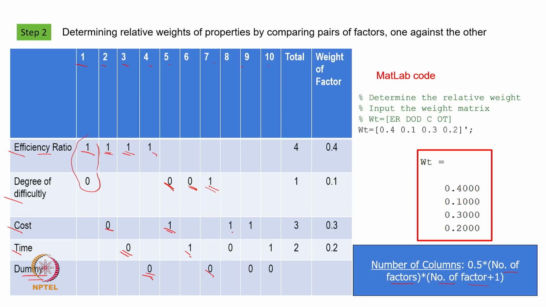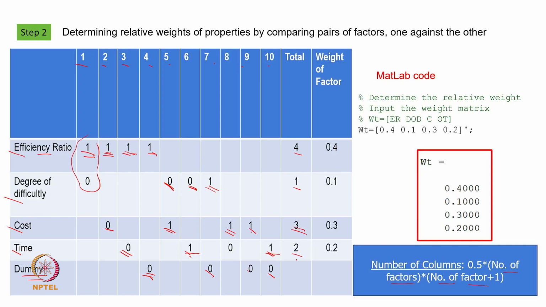Coming to the cost, we say compared to the time, cost has more importance, that's why the 1 and 0. Comparing again with the dummy, the cost will get a 1, and time will again get a 1 and the dummy will get a 0. Now, we get this kind of number. Now, we need to sum up: 1 plus 1 plus 1 plus 1 makes 4. Here degree of difficulty summation is 1, cost 1 plus 1 plus 1 comes to 3, and time is 1 plus 1 equal to 2.